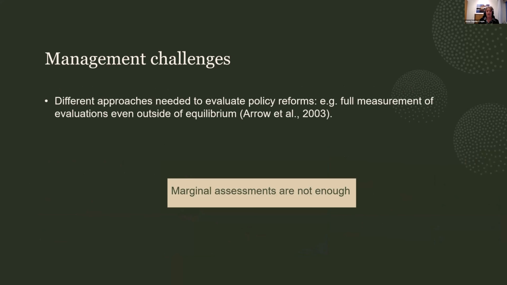Another management challenge that was raised by, for example, Arrow and co-authors is related to how to evaluate policy reforms, to cost-benefit assessment and these kind of tools that we use a lot in economics. In most cost-benefit assessment, you can base your assessment on marginal assessment. So you can see what happens if you increase something very slightly, will it be beneficial or not? And then you can base your decision on that. But when you have tipping points, then you may not be able to do that. You may actually have to investigate what are the full benefits and costs of the policy in place, which requires much more information to be able to get good answers.